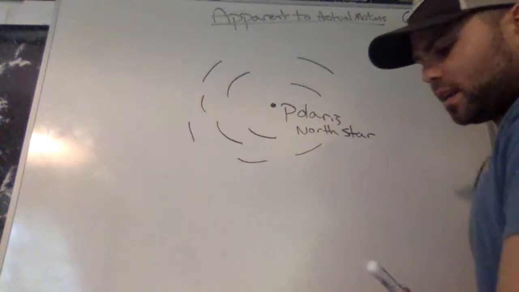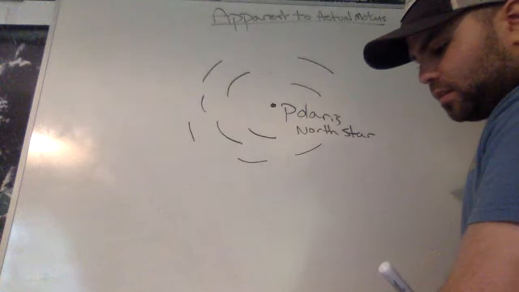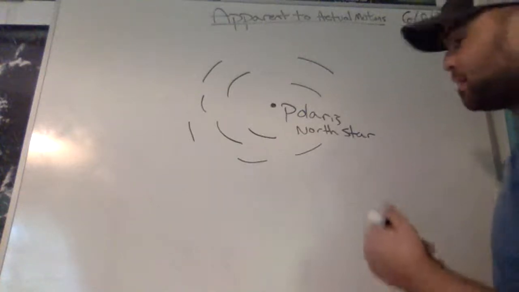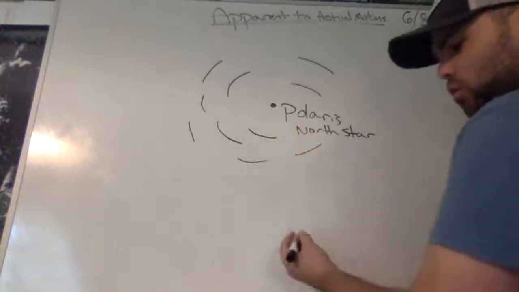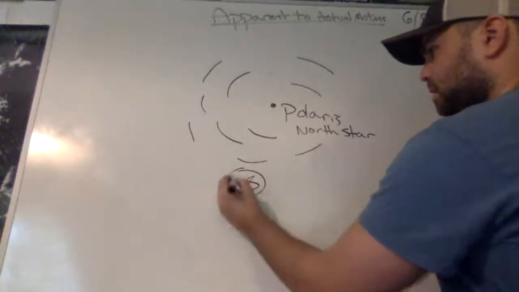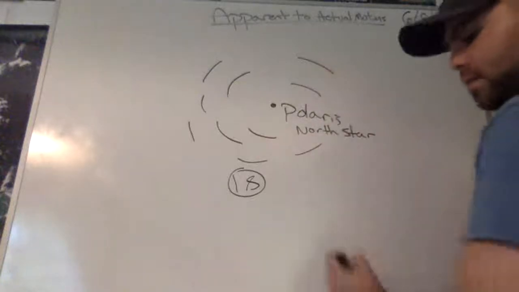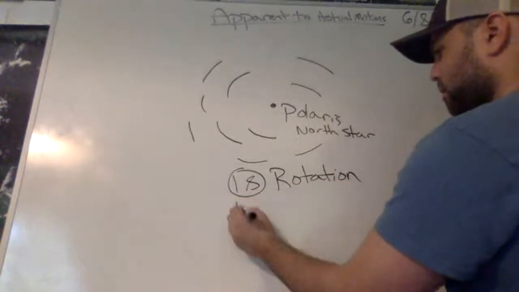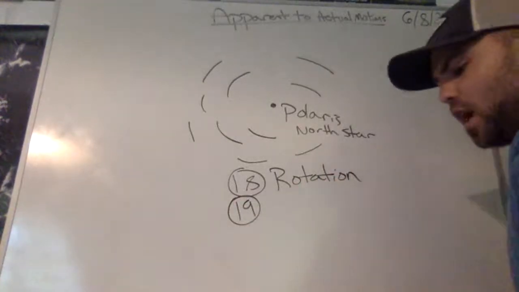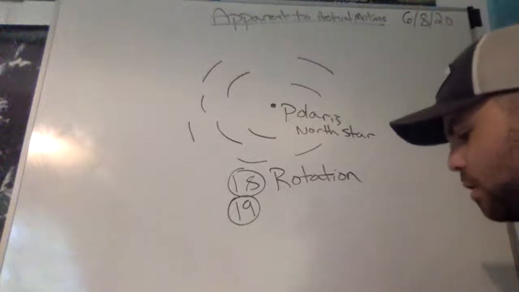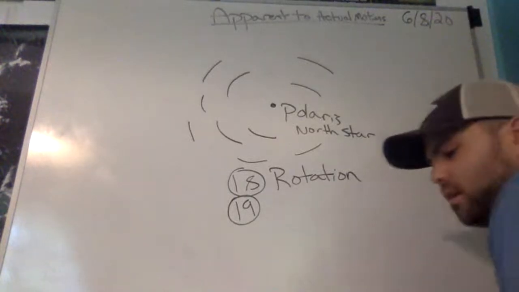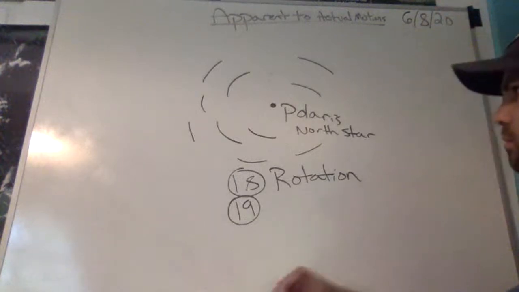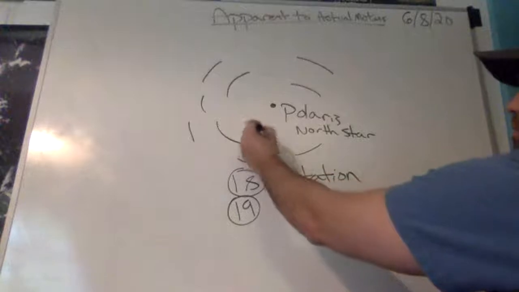So for this, it says identify the motion that causes these stars to appear to move in a circular path. So the motion for number 18 that's causing this movement in a circular path is the Earth's rotation. Now for 19, it says determine the number of hours it took to record the star trail labeled on the diagram. So the star trail is any one of these.